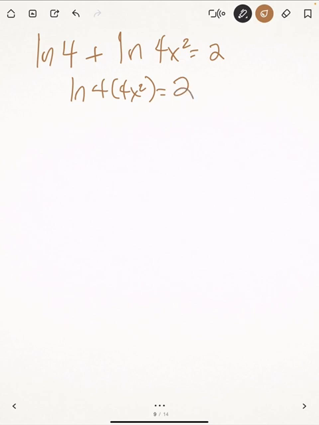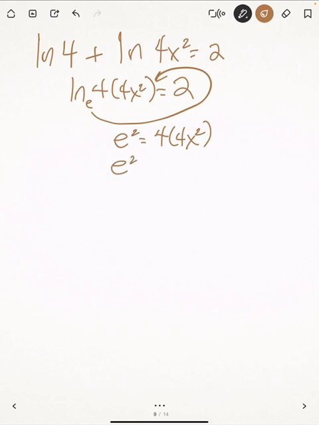Just like before, we put our e here for our base and do our loop technique, and we wind up with e to the second equals 4 parentheses 4x squared. Let's multiply the 4 times 4 and get 16x squared. Just like before, we're trying to get x by itself, so we divide by 16 on both sides and wind up with e to the second divided by 16 equals x squared.